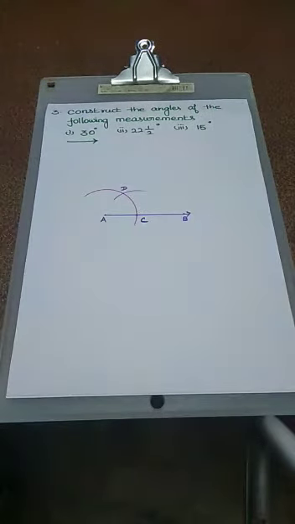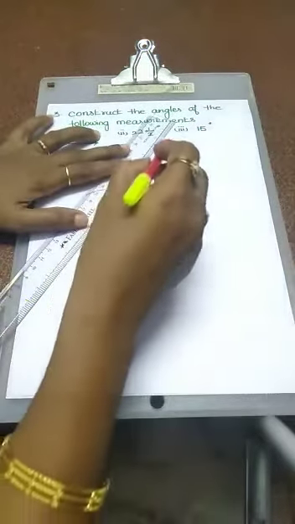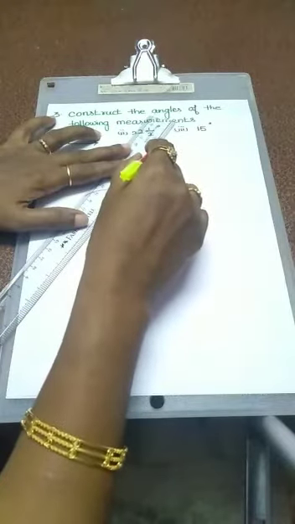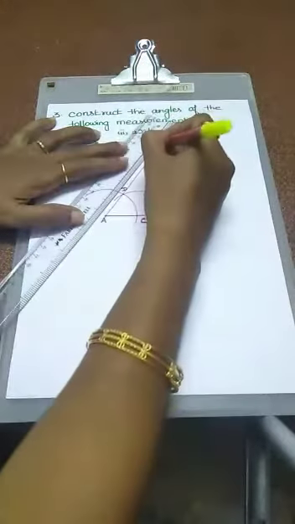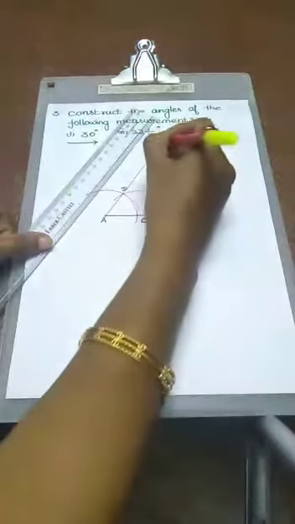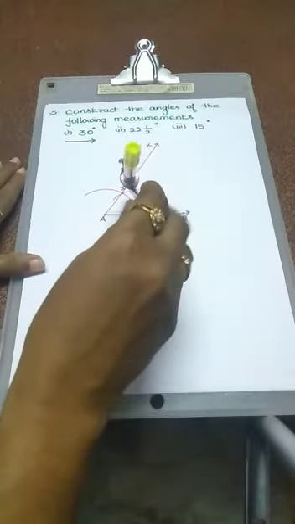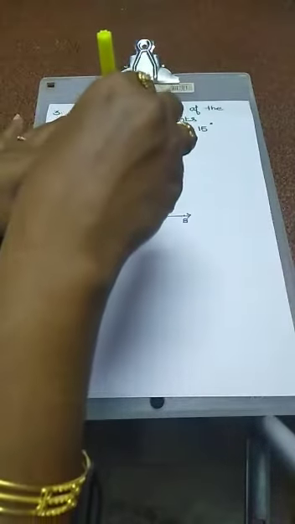Now draw the ray AD and produce it. Give some name for this. This is X. The third step is taking C and D as centers and with the radius more than half of DC, draw arcs which intersect each other at E. We have to select more than half of this value CD.